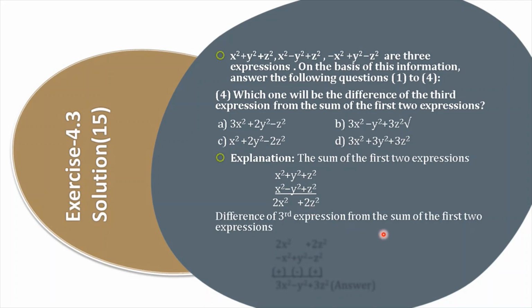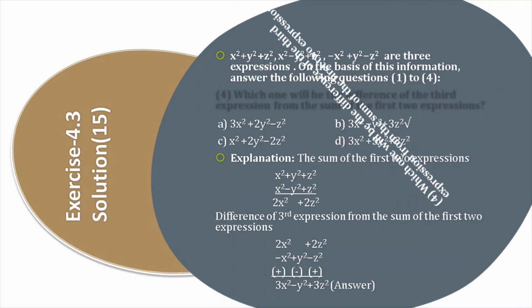Difference of the third expression from the sum of the first two expressions: 2x square plus 2z square, and if we arrange the similar terms one by one, then we get minus x square plus y square minus z square. And if we subtract, we have to change the sign, so minus will be plus, plus will be minus, and minus will be plus. So plus 2x square plus x square, that would be 3x square, and minus y square, because we changed the sign already, plus 2z square plus z square, that would be plus 3z square. That is the answer, my dear. So this is question number 4 of 15.